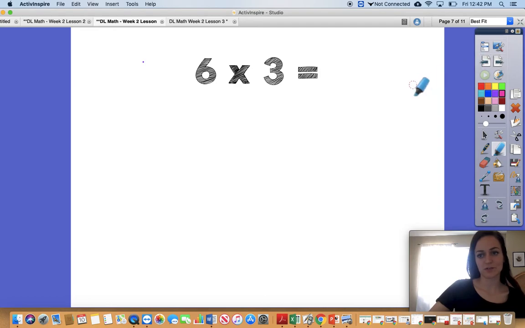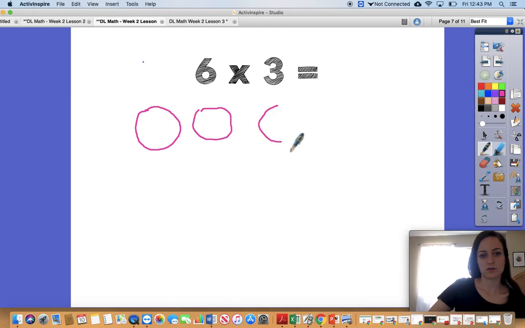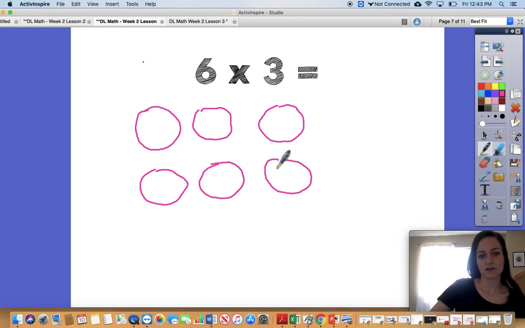6 groups of 3. This will be our last one, okay? If I have 6 groups of 3, 1, 2, 3, 4, 5, 6, and I have 3 in each group. Let's count by our 3s, okay? 3, 6, 9, 12, 15, 18. 6 groups of 3, or 6 times 3 is 18.